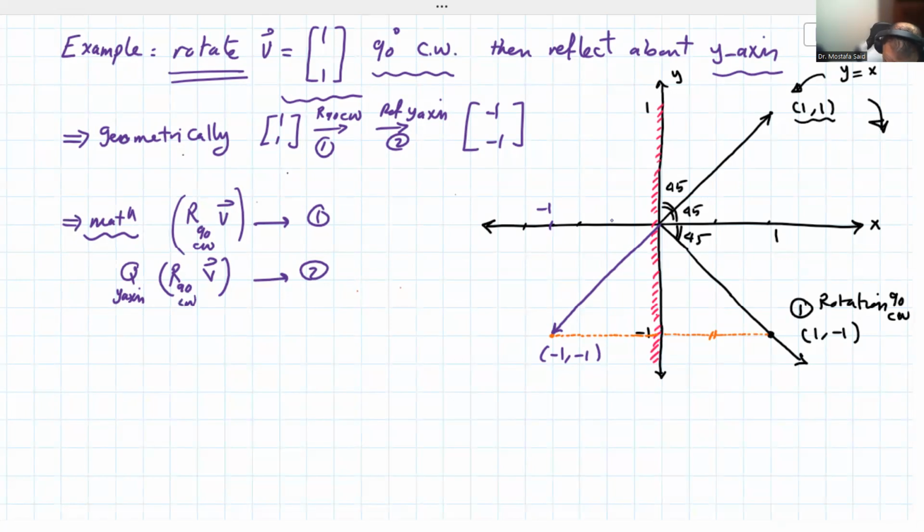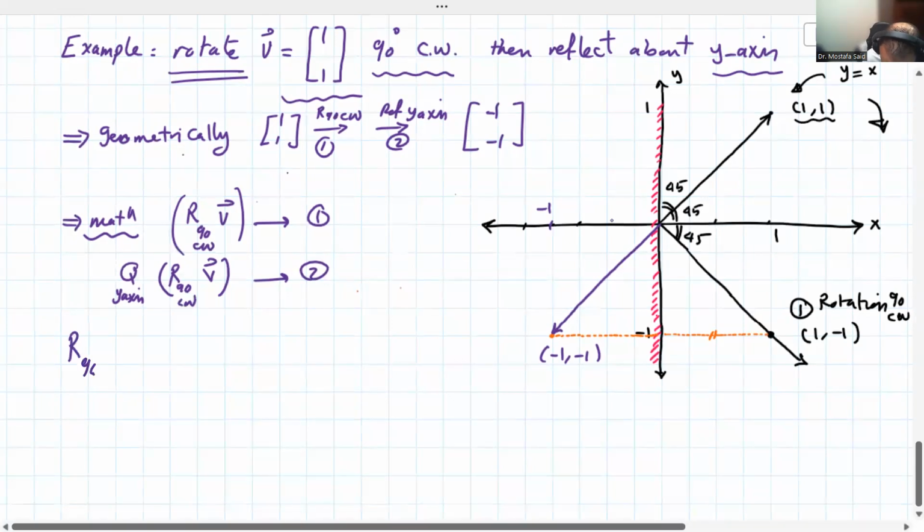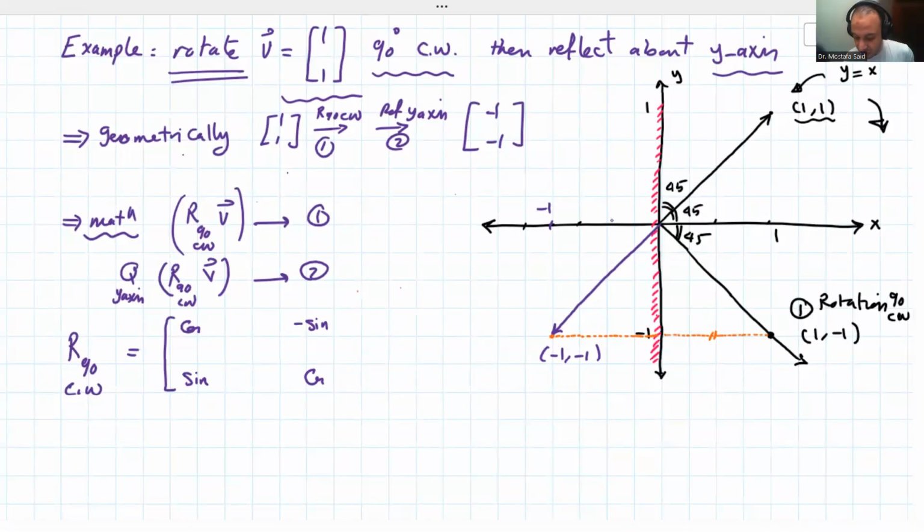So let's get the rotation matrix R 90 clockwise. We know it will be cosine theta, minus sine theta, sine theta, cosine theta. But we don't know the theta yet, right? Because here it's not counterclockwise, it's clockwise. So to move 90 degrees clockwise, that means you move 360 degrees minus 90 counterclockwise.